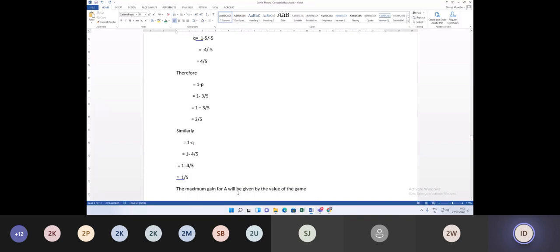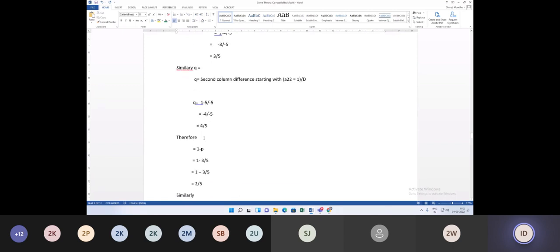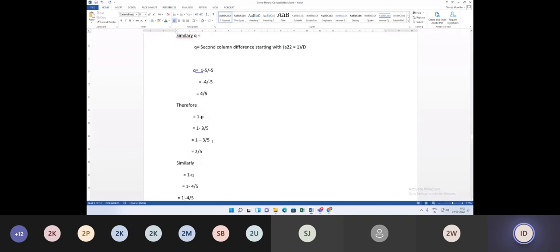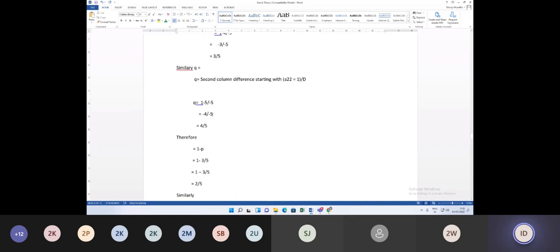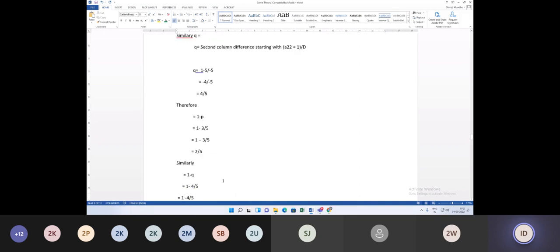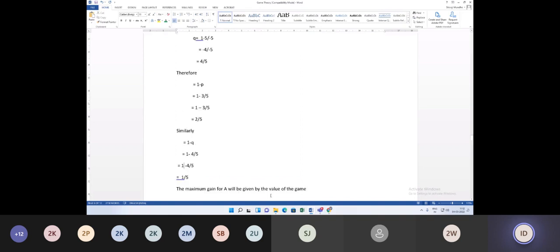Now the maximum gain for A will be given by the value of the gain. Have you understood this calculation? Direct method I am using. Diagonal elements simply we are using to work out the P and Q. So you look at the table, put the values, you will understand. Okay, come on, I will give you the time. Do fast. Once it is over, just remind me.